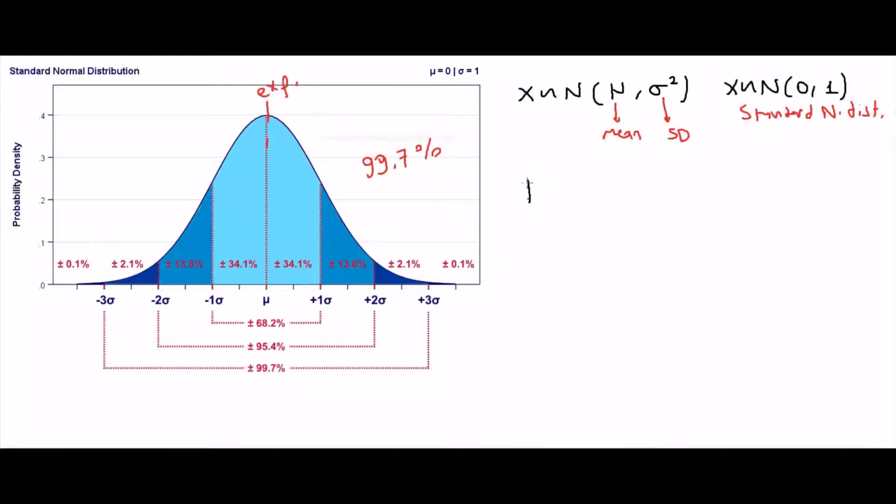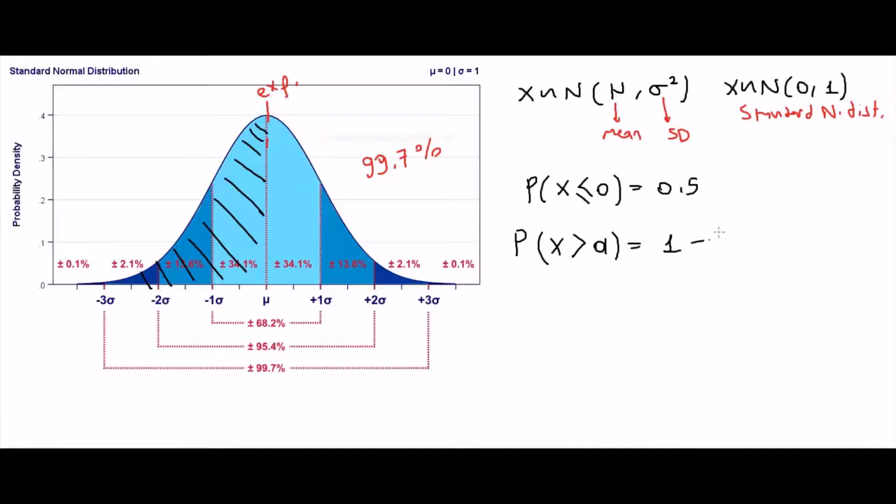So if it is standard normal distribution, then the expectation is 0 as the first parameter here. So that means the probability that x is less than or equal to 0 is 50%, because 50% of the entire region is to the left of the mu. Probability that x is greater than some value a means 1 minus the probability that x is less than or equal to that a value.